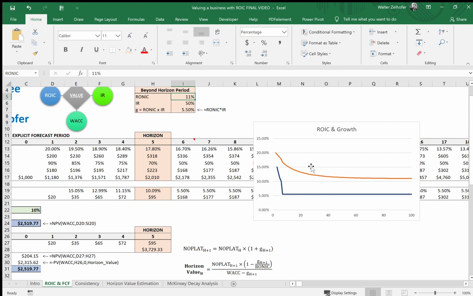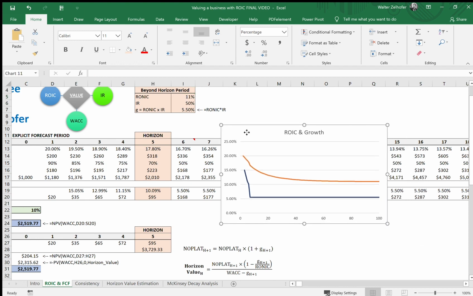And that makes sense because over time, competitive advantages go away. Okay, economic moats don't last forever. So we would naturally see a decay in the return on invested capital. Now the growth rate should drop quickly, and here is the reason why.